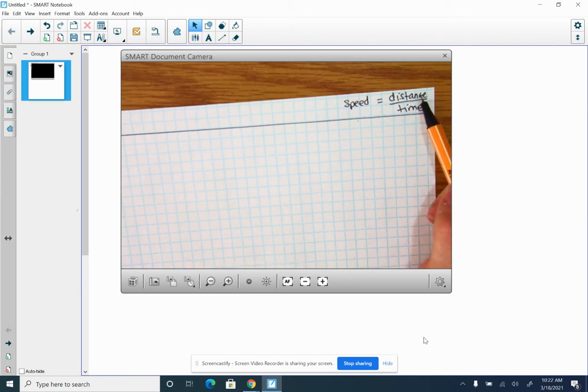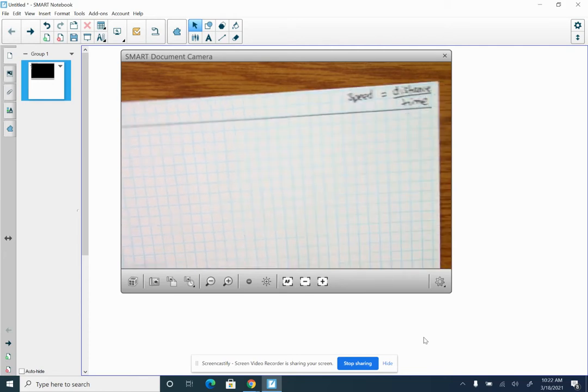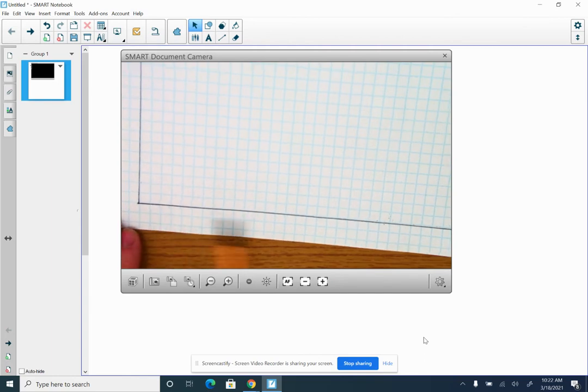And if you guys remember, we were measuring the distance and finding the time. Anytime you're graphing speed or anything that has to do with time, it's always over time, which means time is going to be our x-axis. So we're going to go down here and start with time.